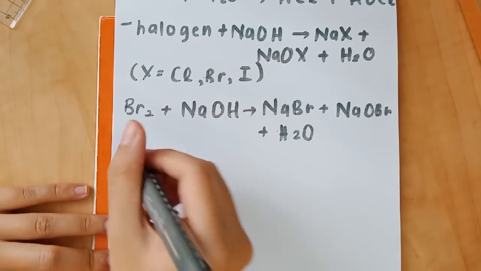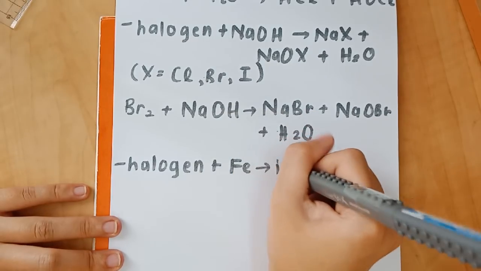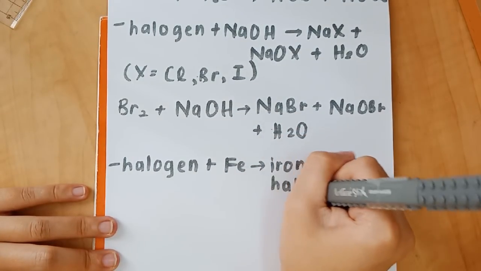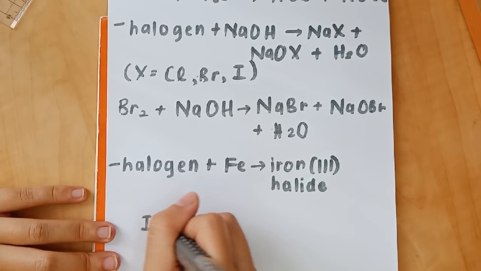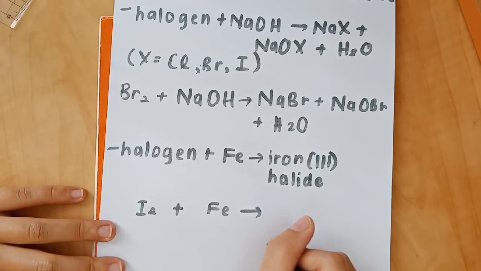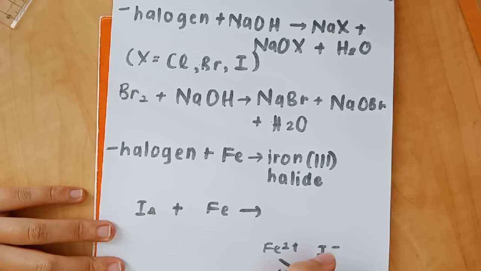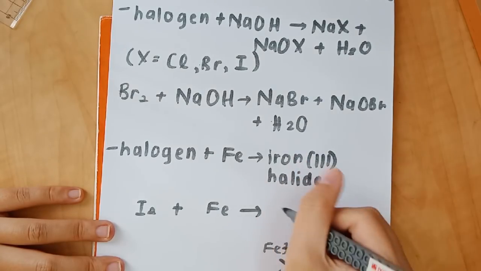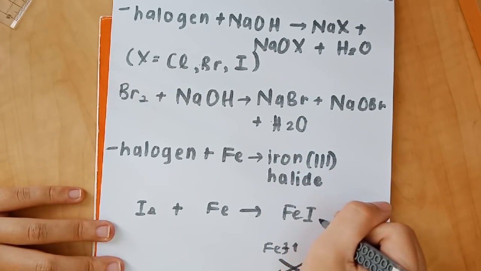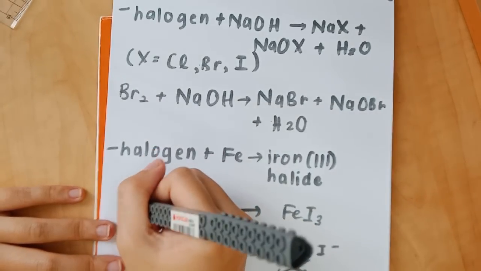And then the third thing that you have to know is that when iron is added to a halogen, an iron 3 halide will be produced. So the example that I used here is iodine. So iodine plus Fe, you produce FeI3. Again, I used the cross method, but you can't really see it. But yeah, the cross method, and FeI3 is obtained as the product. And then I'm just balancing the chemical equation as usual.